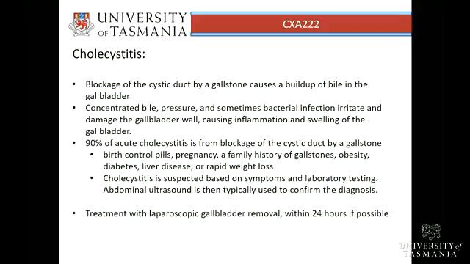Cholecystitis can be tested for using ClinChem. Then you do an ultrasound. You might use that ultrasound to try and break down the stone, but generally that's not possible. So they'll remove the gallbladder.